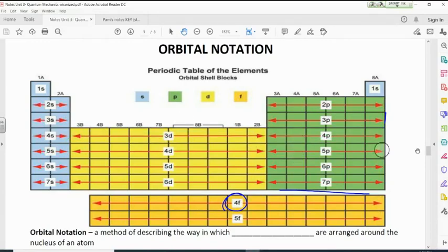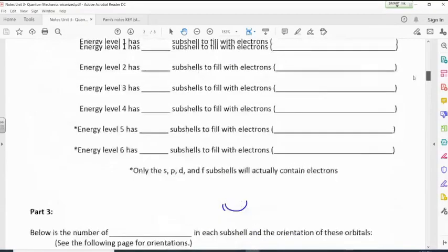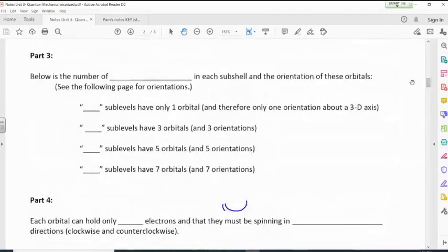All right, let's go back and finish what we had left. So part 3, below is the number of orbitals in each subshell and the orientation of these orbitals. I've basically already told you this. It's just reiterating it and giving you it in note form.